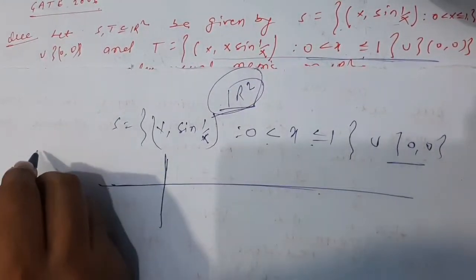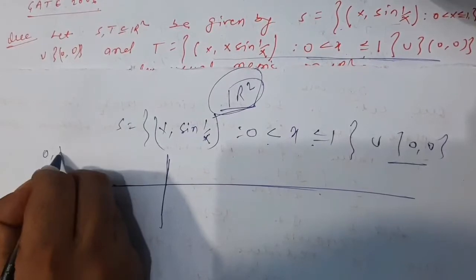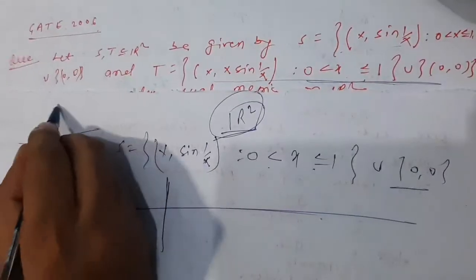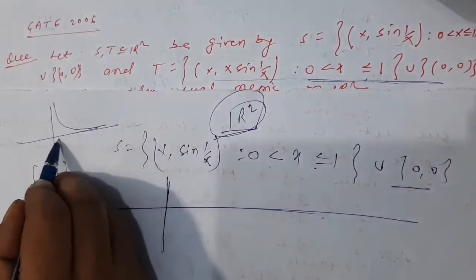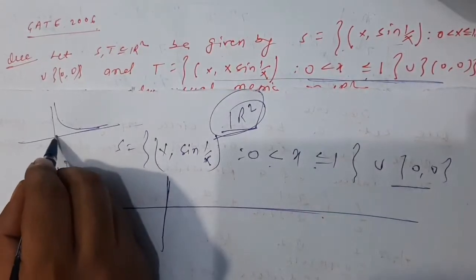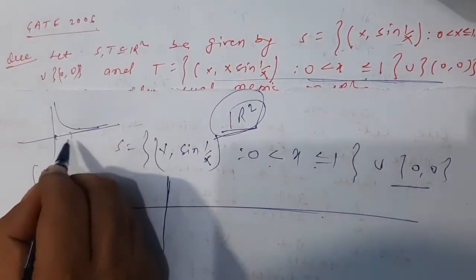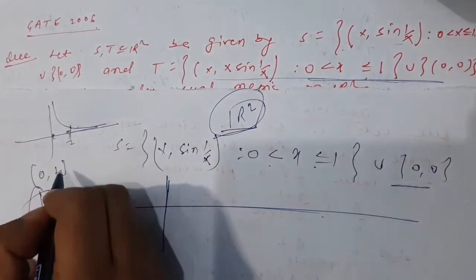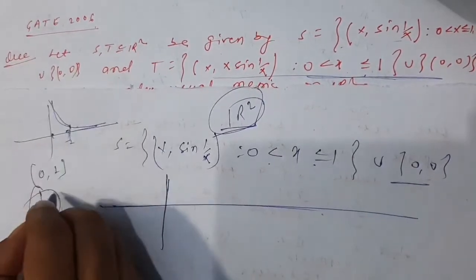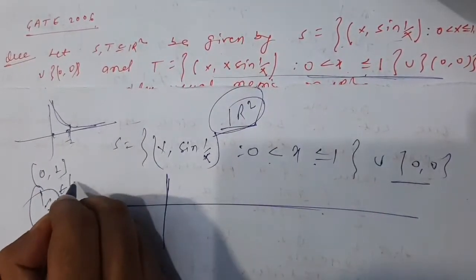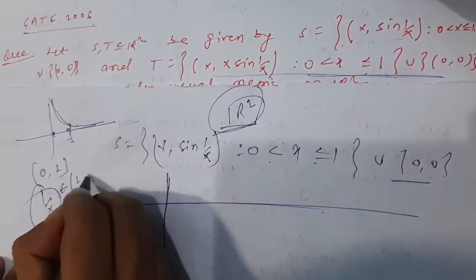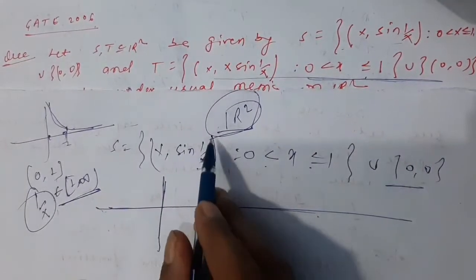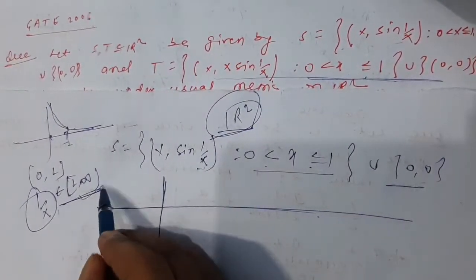If x belongs to (0, 1], what will be the value of 1/x? You know the graph of 1/x; this is the graph on 0 to infinity. If you take only x up to 1 closed, then for x equal to 1, 1/x is equal to 1, and its value belongs to [1, infinity). So 1/x for this domain belongs to 1 to infinity.